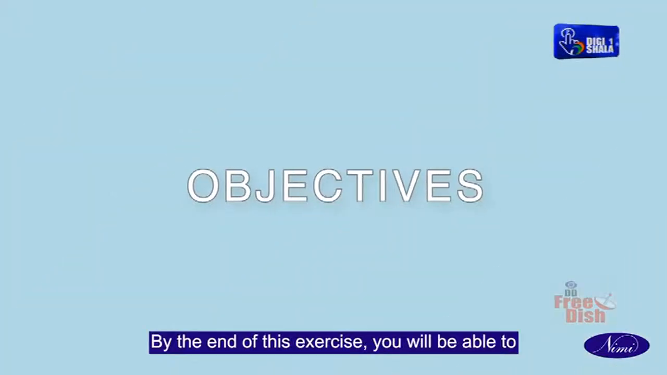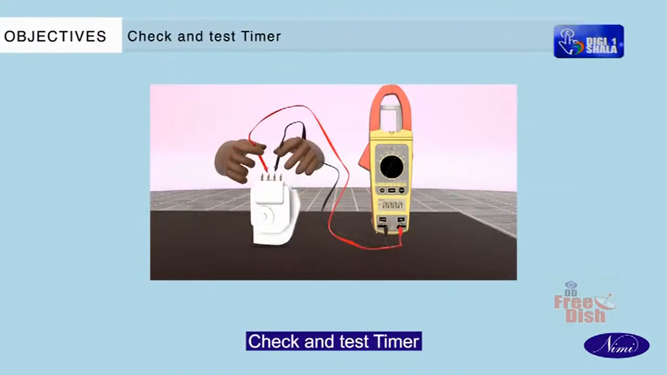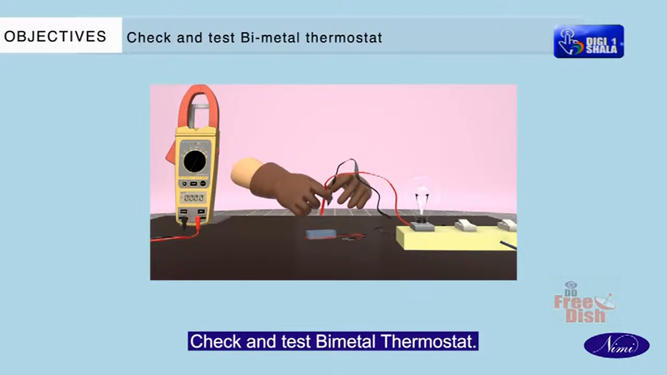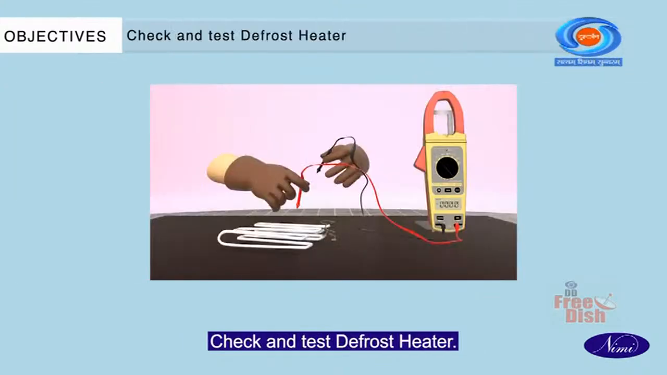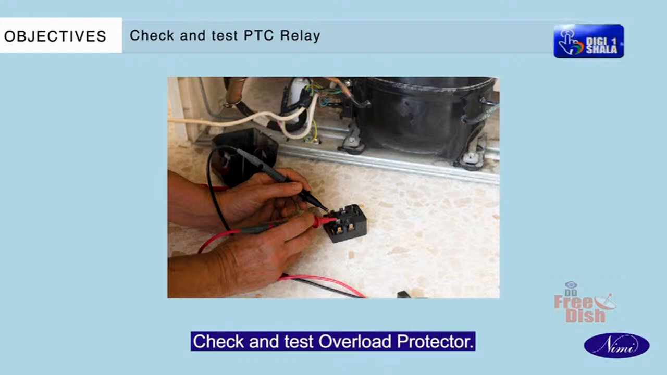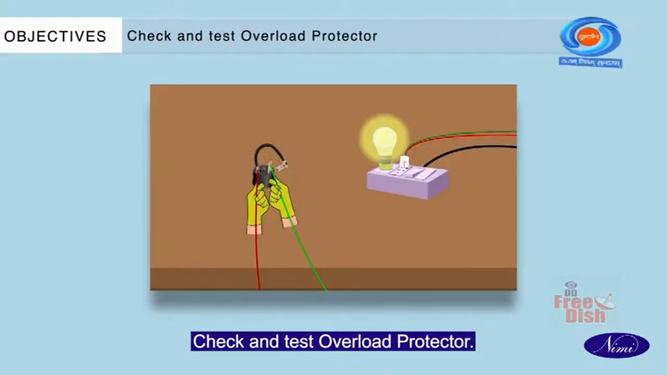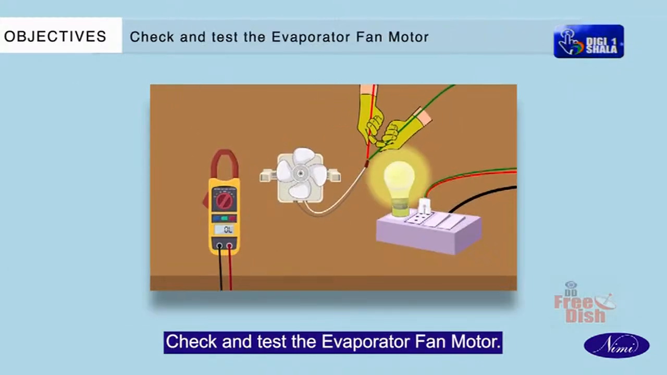Objectives. By the end of this exercise, you will be able to check and test timer, check and test bimetal thermostat, check and test defrost heater, check and test PTC relay, check and test overload protector, check and test the evaporator fan motor.